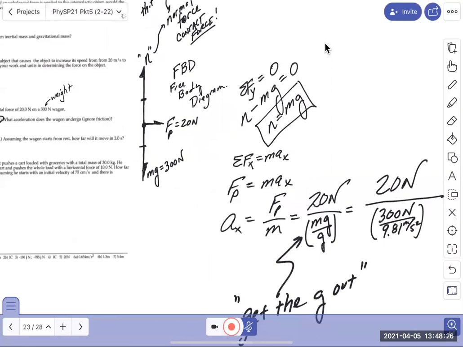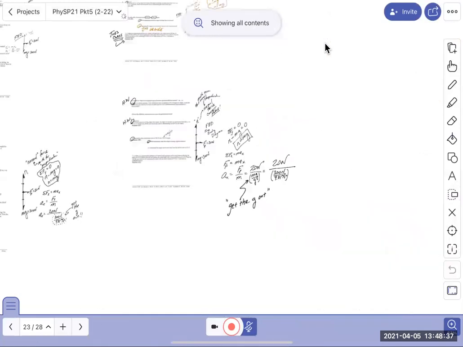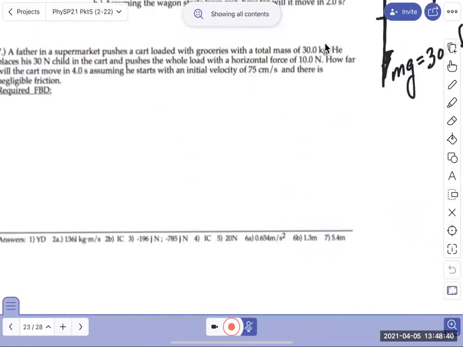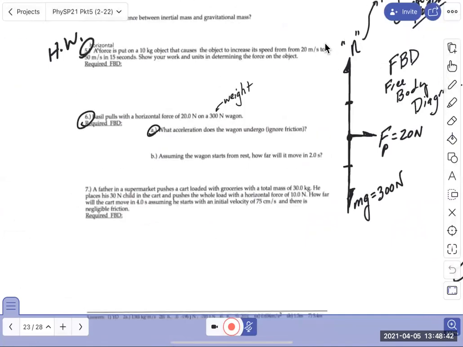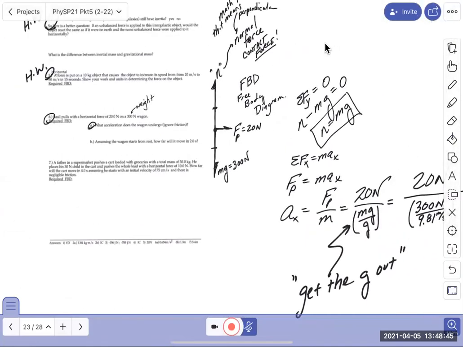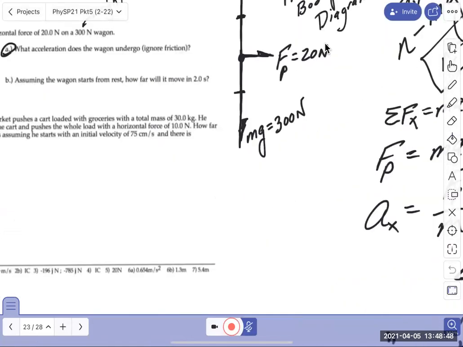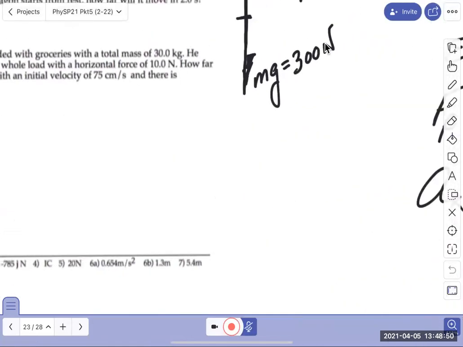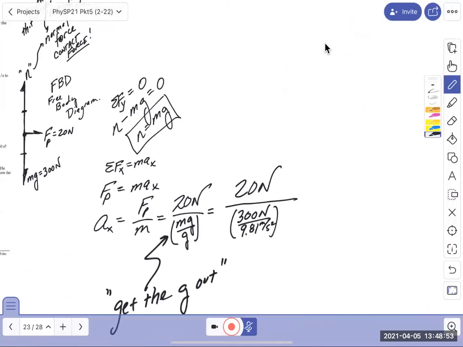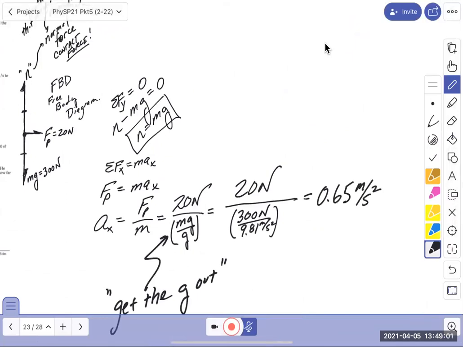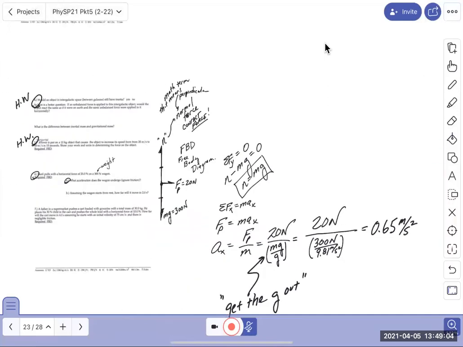Oh, I got the answer. And I'm buffering. All right, here we go. I want number 6. The answer is 0.654. Ends up being 0.654 meters per second squared. Okay, that's the acceleration of the wagon.